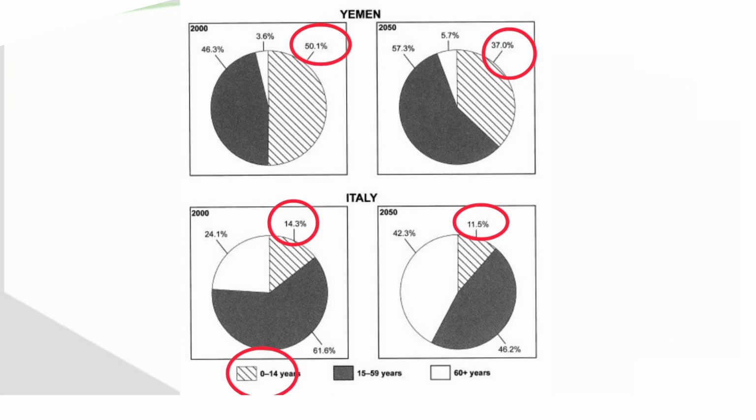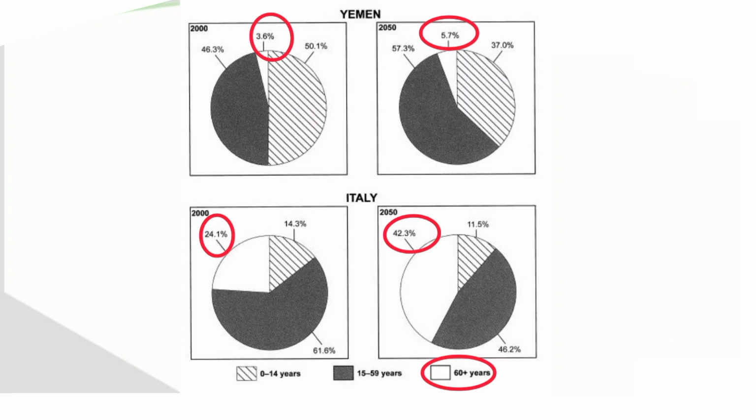So for 2050, it is predicted that Yemen will be having 37% of young people, and in Italy there will be only 11.5% young people. When you compare the years, you can see that in 2050, the number of old people is predicted to increase for both countries. For Yemen, the percentage of old people was 3.6 and is predicted to increase and become 5.7. For Italy, it was 24.1 and is expected to grow to 42.3.